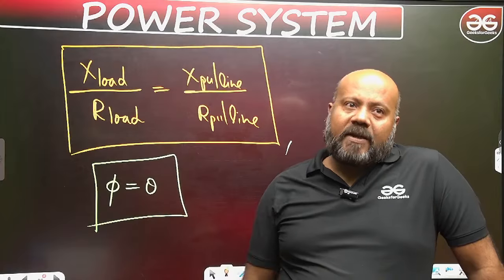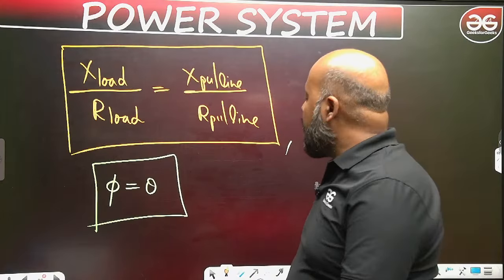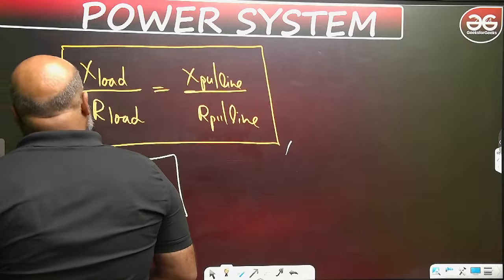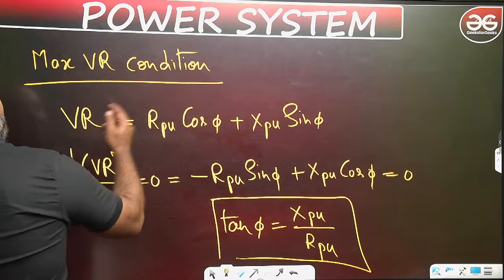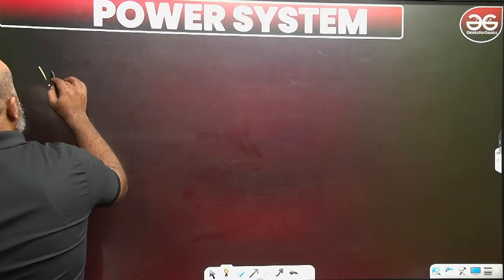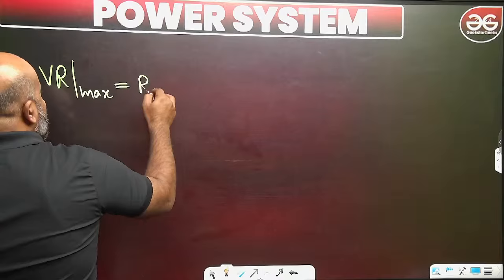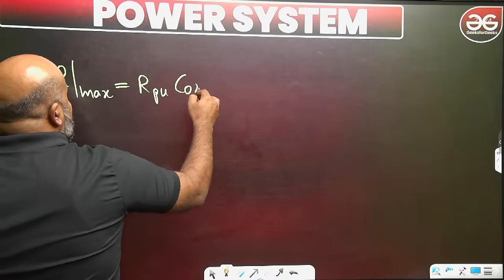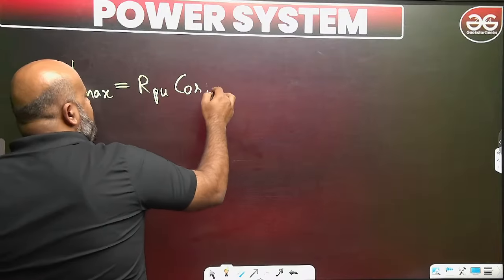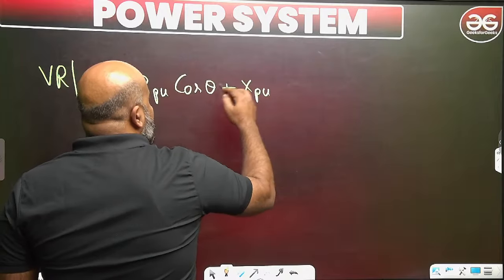Okay, let us complete this short transmission line, then we'll close for the day. Then we'll see in the next class. So we have seen the condition for the maximum voltage regulation. What is the value of this maximum voltage regulation? It is R per unit cos phi, where cos phi you can write as cos theta because phi is equal to theta, plus X per unit, where you can write sin phi as sin theta.